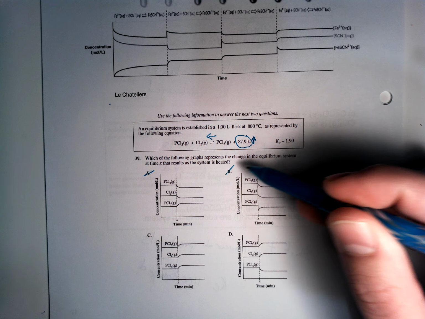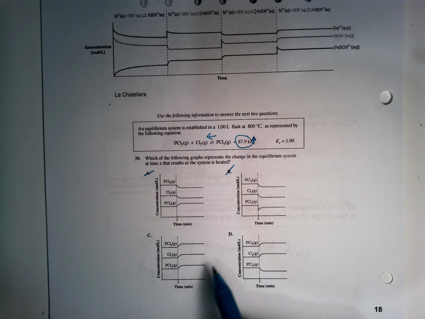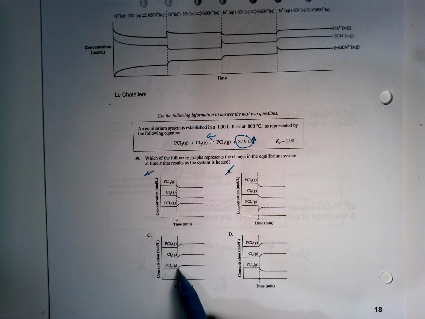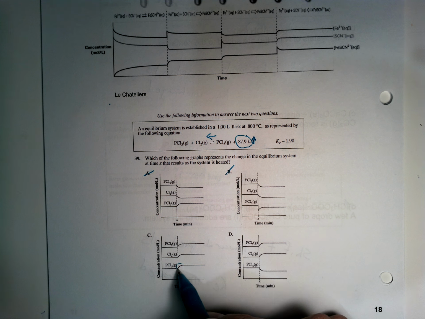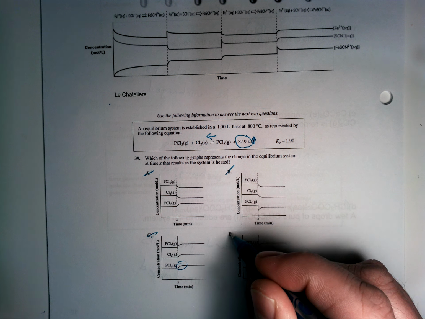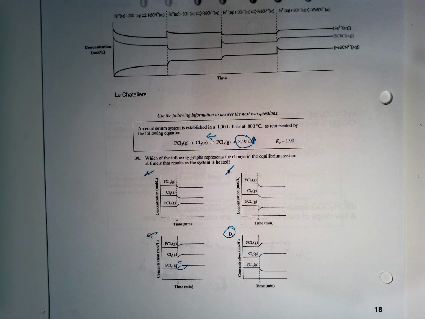This one again, it's going down. So this one, PCl3 is increasing. That's right. Cl2 is increasing, but if we're making more reactant, there will be less product, so this can't go up. That's wrong. So this is our answer. We're making more reactant and less product.